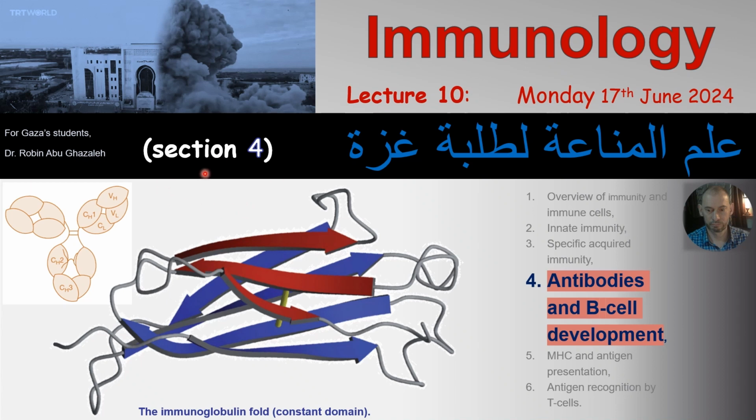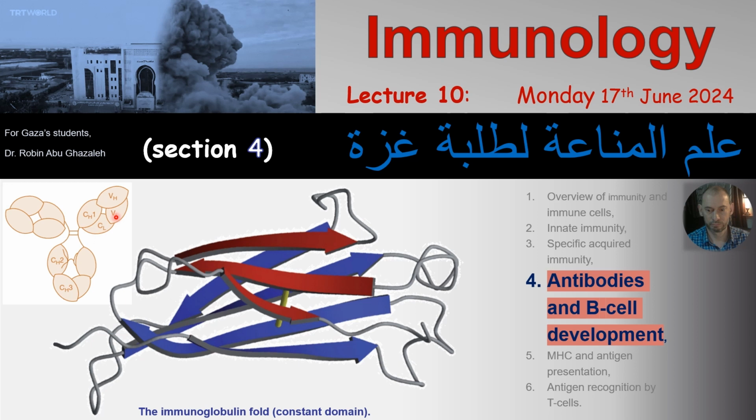Today we begin section 4, which is about antibodies and B-cell development, and this lecture will look at antibodies and the various structural elements of the antibody. Antibodies are divided into a series of domains, and we have two types of chain, a heavy chain and a light chain. And here's one heavy chain, here's another heavy chain, and here's one light chain, and here's another light chain. And these chains are divided up into domains.